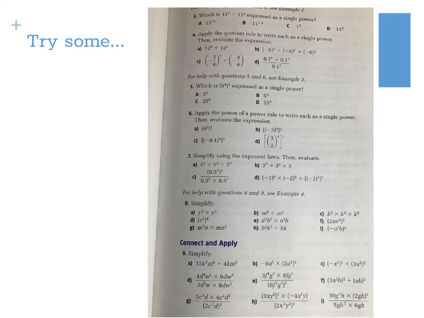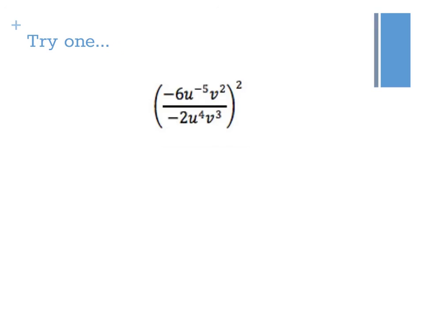You may want to stop the video and try some of these exercises to review power rules. Alright, so I'm going to try this one, but I'm going to start by simplifying the bracket first, because there's a lot that's going on in there, like the 6 and the 2, the u's and the v's. And I'm going to rewrite it so that they are grouped together. So it's negative 6 over negative 2, u to the negative 5 over u to the 4, and v squared over v to the cube. Alright, so I rewrote it, just showing you the obvious groupings between the numbers, the u's, and the v's.